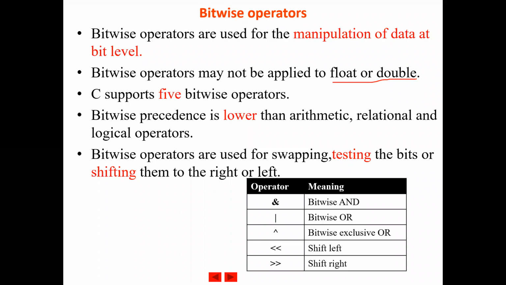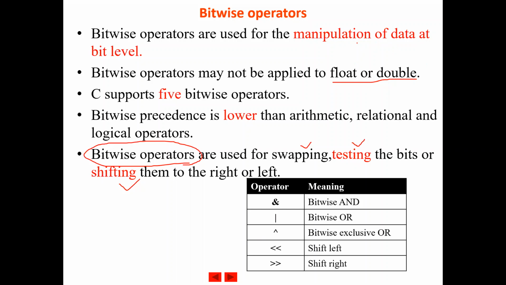The applications of bitwise operators are swapping and testing of the bits, for example when packets are transferred over the internet, whether the received packet has the same number of bits. For testing the bits and for shifting them to the right or to the left, we will be making use of bitwise operators. So these are the important points which you have to write for the bitwise operator.